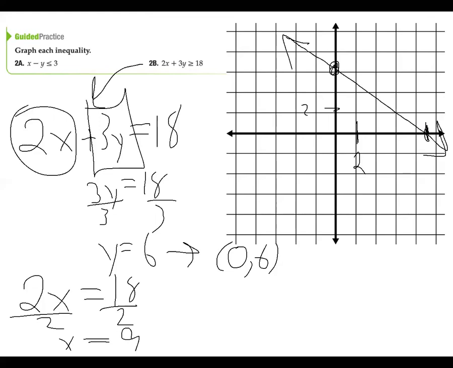Okay. Now if I test 0, 0 in the inequality, I'd have 0 plus 0 is greater than or equal to 18, which is false, so the origin didn't work, so you shade the other side up there. Pretty cool, huh? All right, I hope that part was helpful to you.